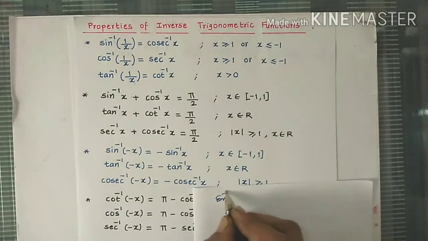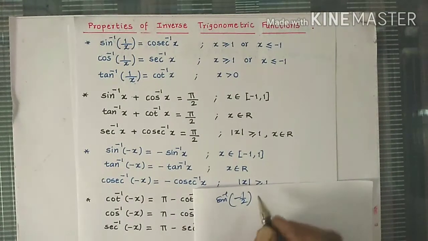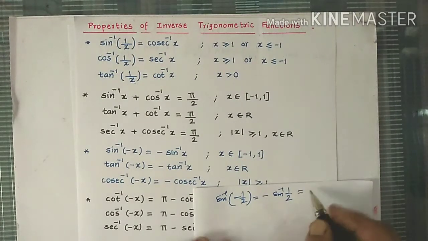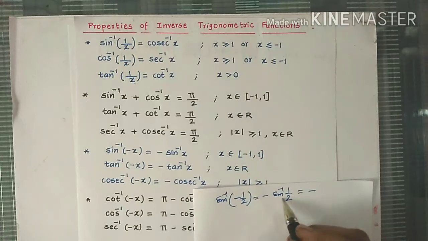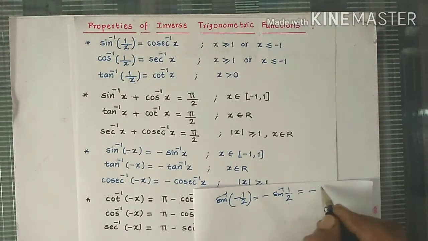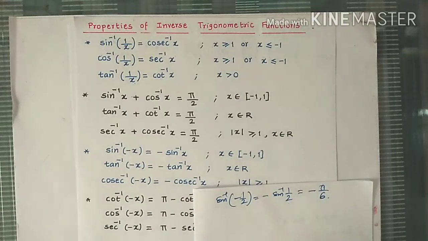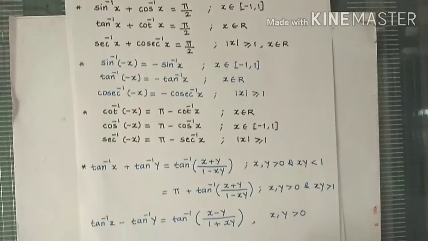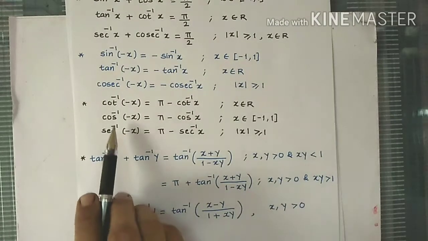Sin inverse of say minus 1 by 2 will be minus sin inverse of 1 by 2. So what we have to find is sin inverse of 1 by 2. That is the angle for which sin is 1 by 2, which is pi by 6, like this. Okay. Next is for sec inverse, cot inverse and cos inverse.